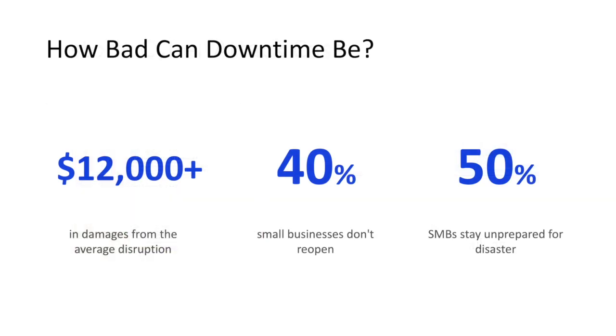Now, cyber threats are one aspect. However, another major aspect of IT threats stem from unanticipated business downtime, coming from internal hardware failure, user error, and the like. Studies into how businesses are affected by this showed that $12,000 plus in damages are caused as a result of the average service disruption, with 40% of small businesses never being able to reopen after catastrophic data loss, and 50% of small and medium-sized businesses remain unprepared for disaster.